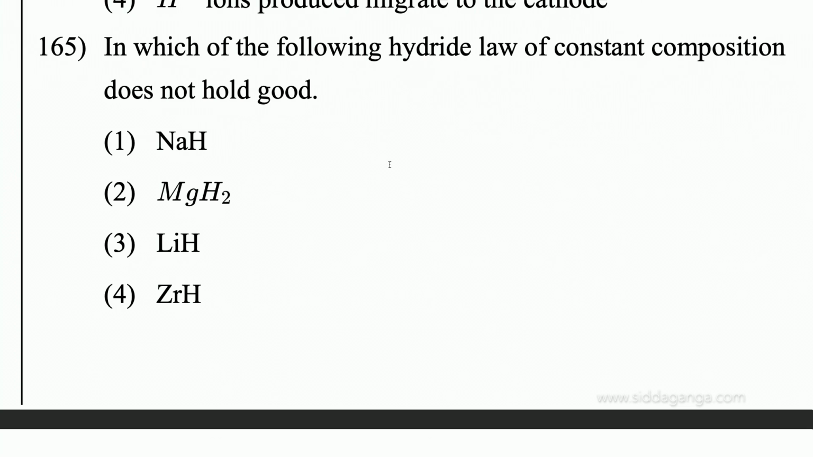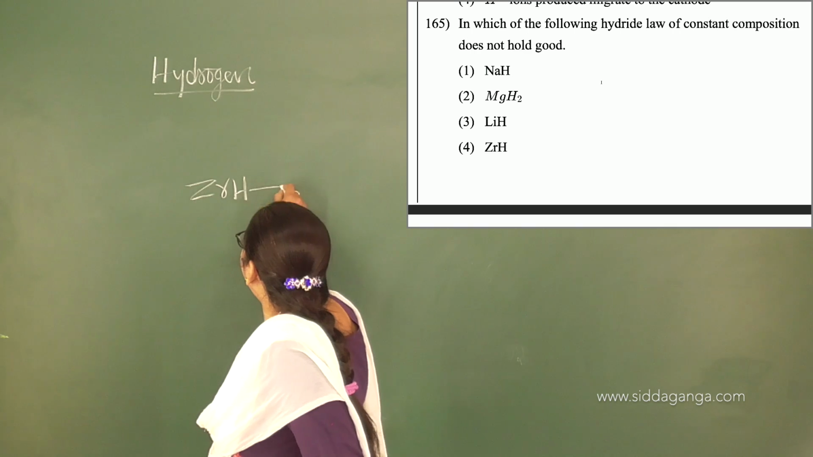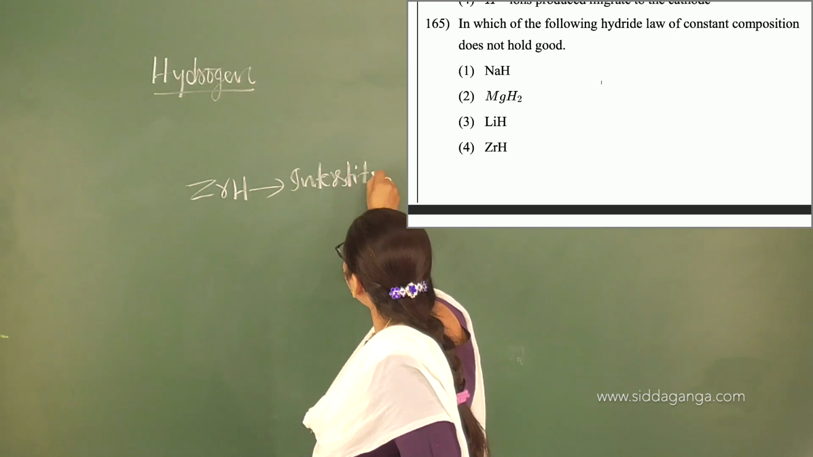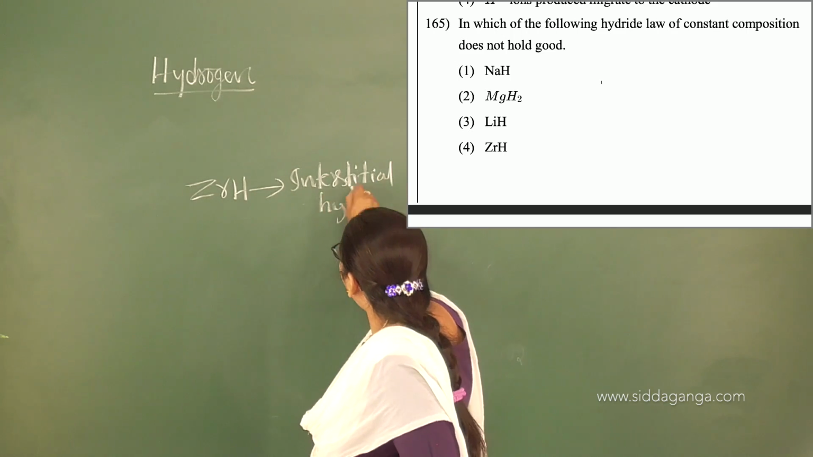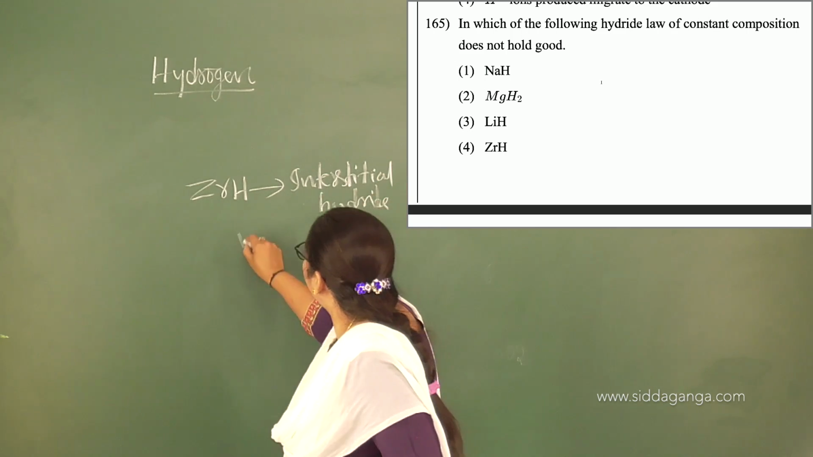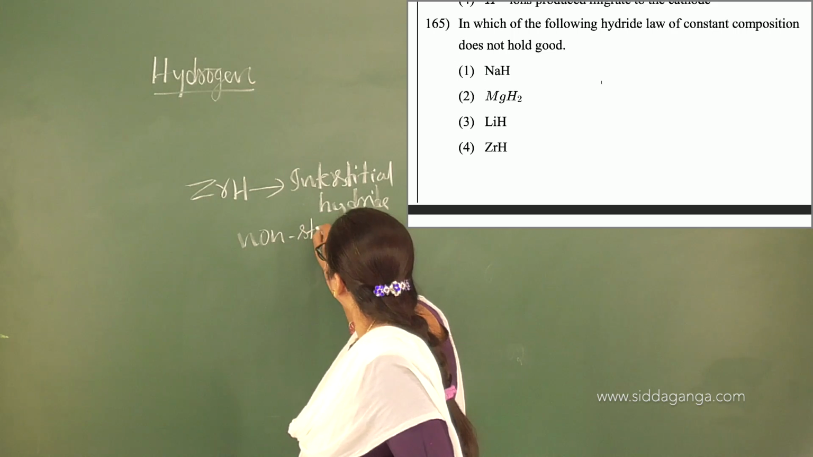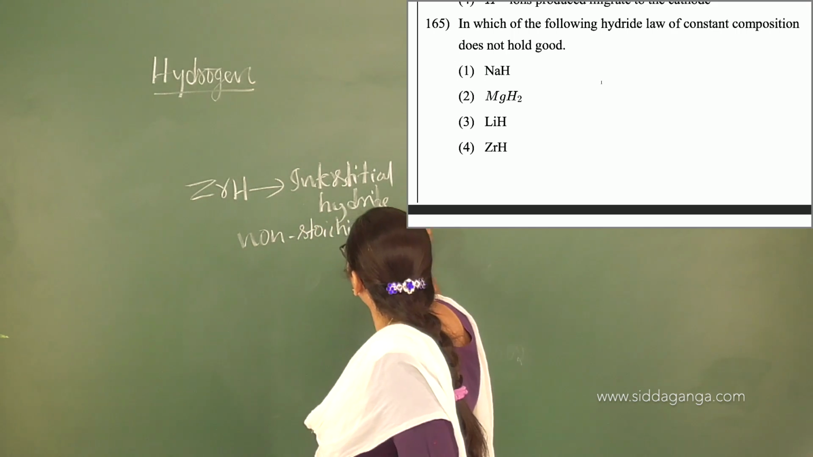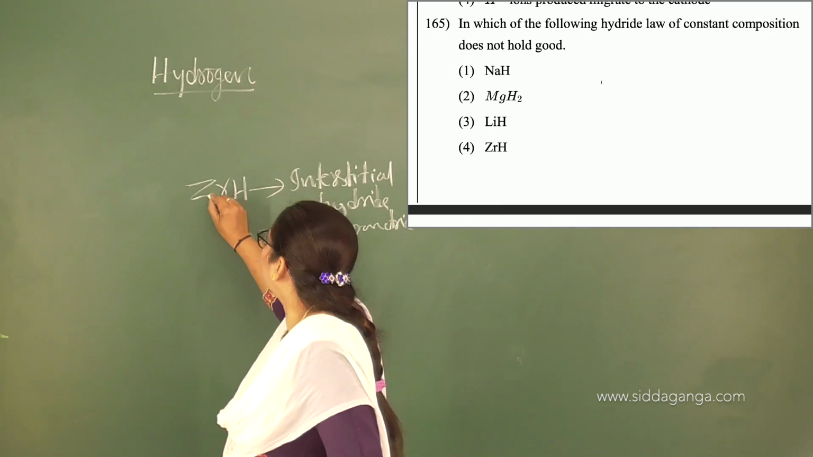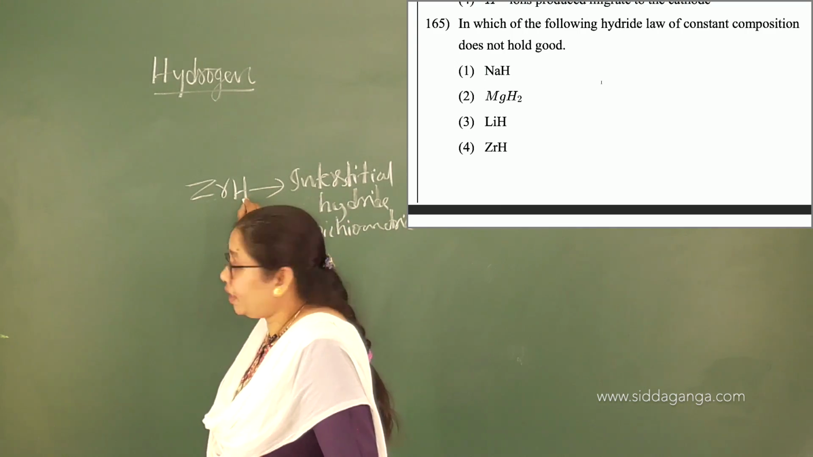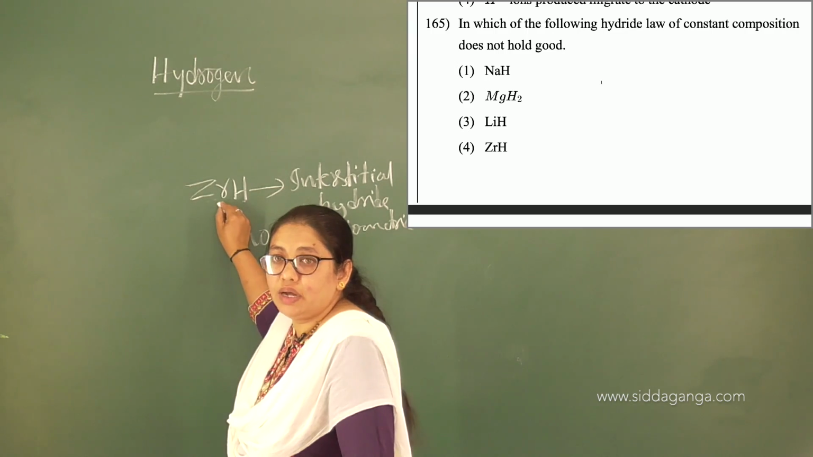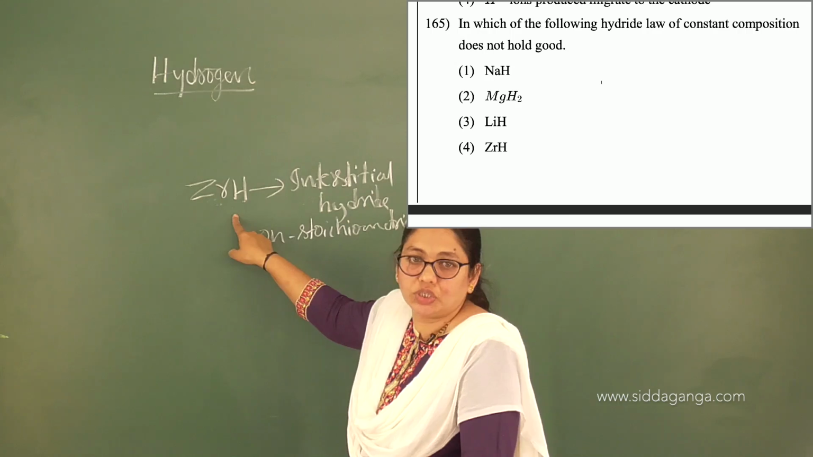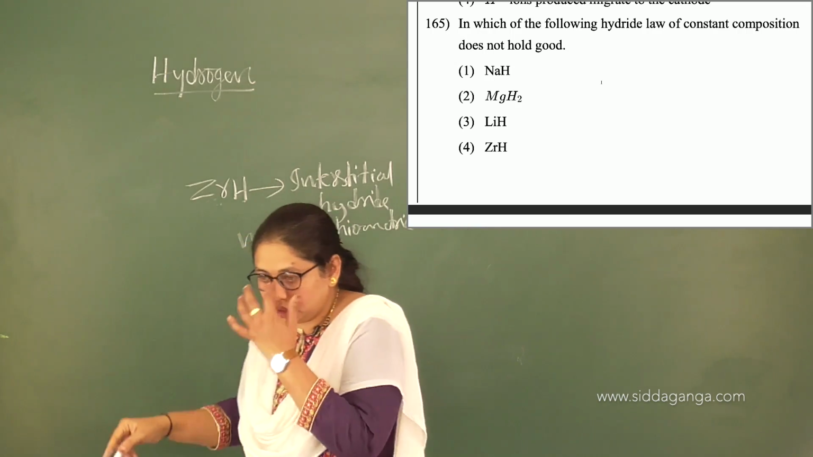But if you take the fourth one, zirconium hydride, it is an example of an interstitial hydride, right? So that is also called a non-stoichiometric hydride, where the proportion of zirconium and hydrogen is not in an equal ratio. It is not in constant composition, or it will not obey the law of constant composition, right? So option 4. Next question.